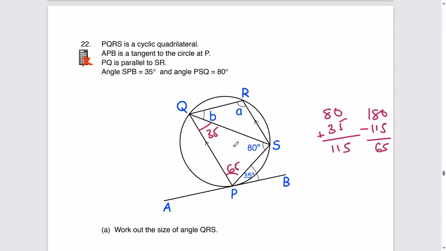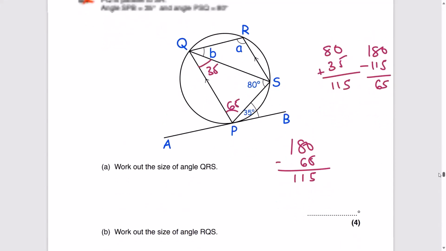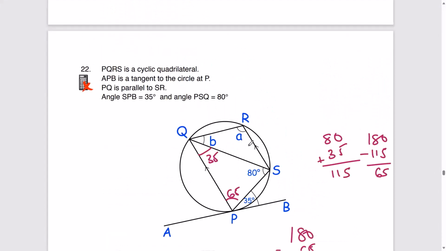So this angle A now, QRS, is going to be the opposite angle of a cyclic quadrilateral. 180 minus 65 is 115. Did you get that? Yeah. Good. Next, you have to work out the angle B, which is RQS. So here's 115. Okay. Consider this as a cyclic quadrilateral, QRXP, okay, as a cyclic quadrilateral.